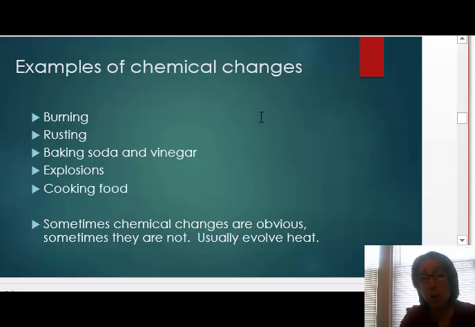Perhaps you came up with some of these examples. Burning, which is also called combustion and is the rapid reaction of a substance with oxygen. Rusting, the reaction of baking soda and vinegar. Explosions, or the cooking of food.